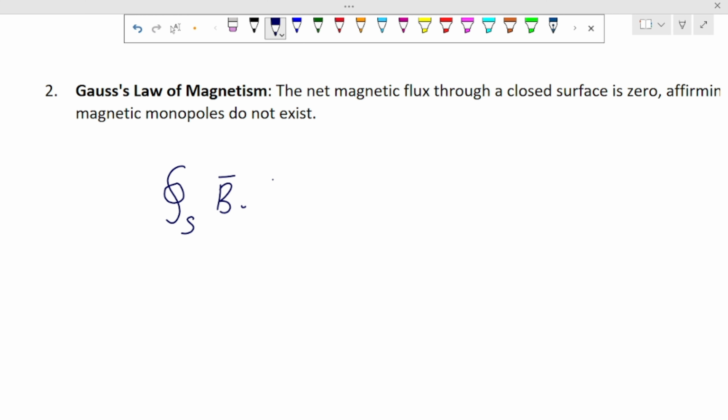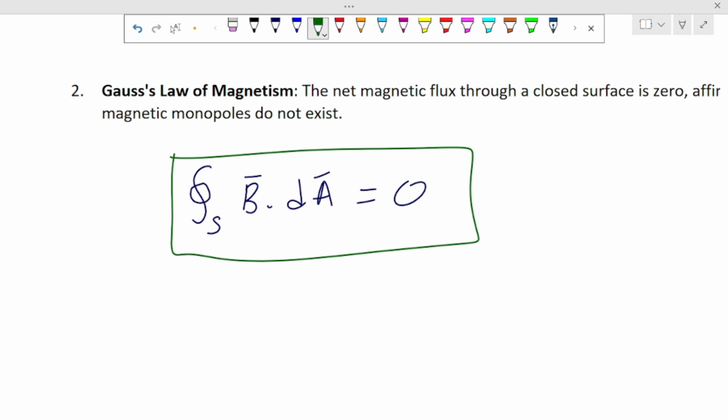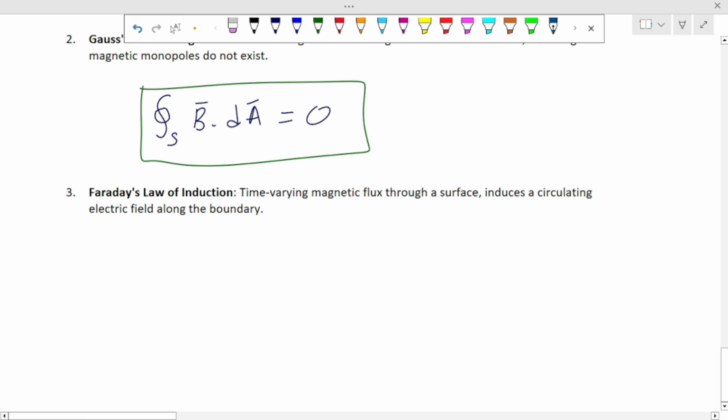So this is how I write magnetic flux. And this integral is over the surface, so total surface area. So we use A for that. You can use S if you want. I will say it's equal to what? 0. This is it. Simple as that. Straightforward. Okay, so this is the third law.